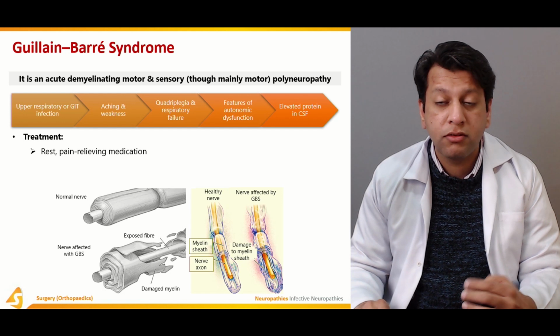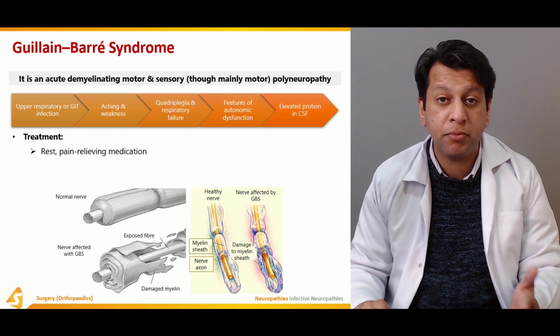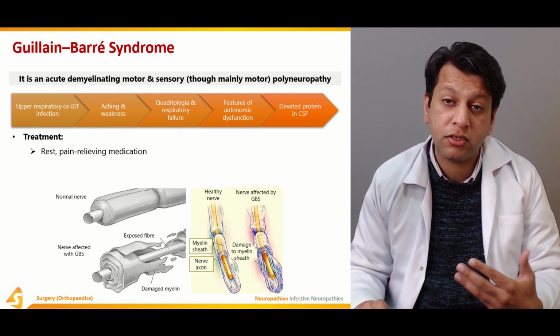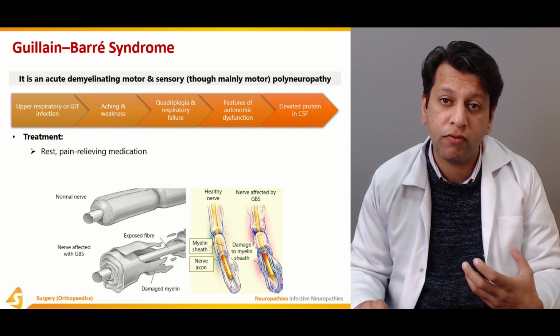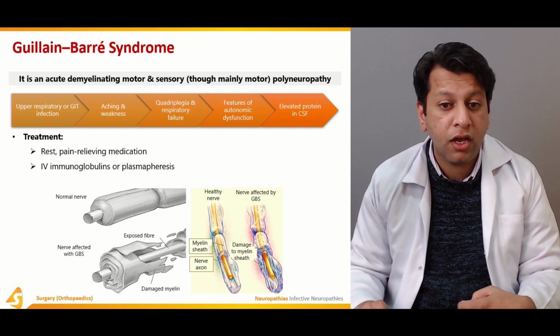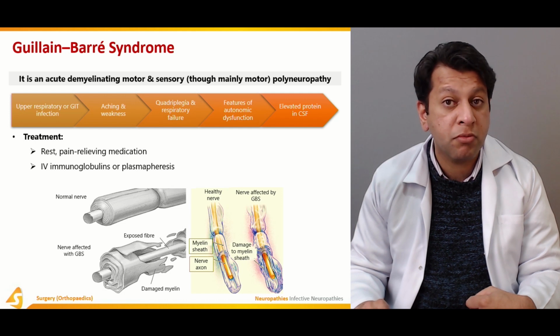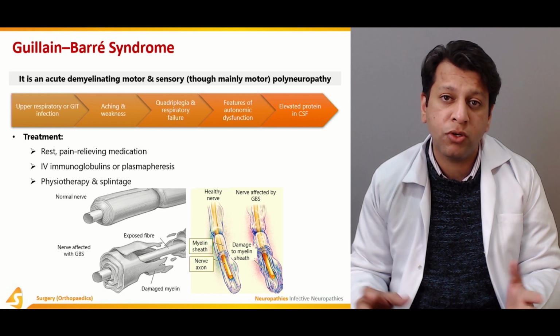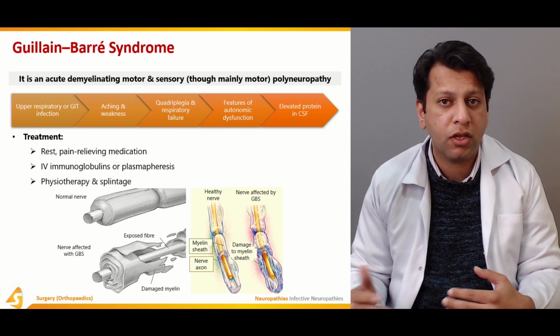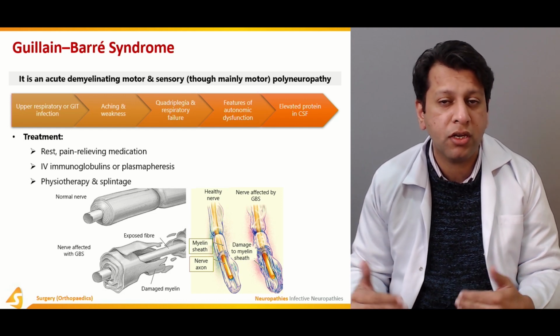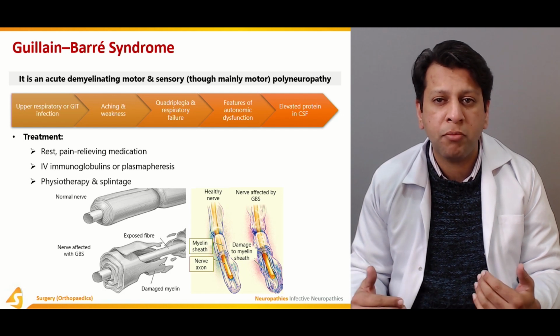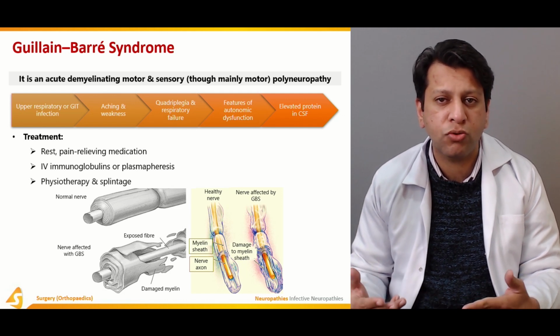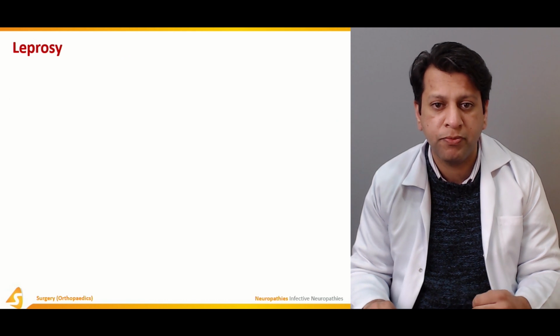Treatment: initially it's rest, and then pain relieving medication, because as it's a neuropathy, it involves a severe form of pain. Then IV immunoglobulins and plasmapheresis can also be done, along with physiotherapy and splintage for joints. If joints are painful, they can be splinted, so that once the pain is gone, physiotherapy can be started so that there are no associated contractures of the joint.